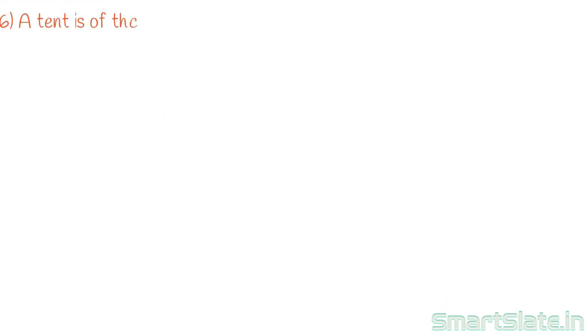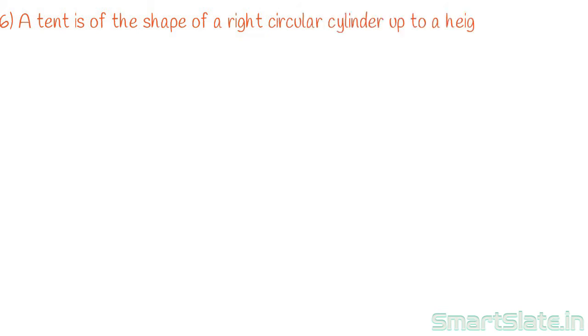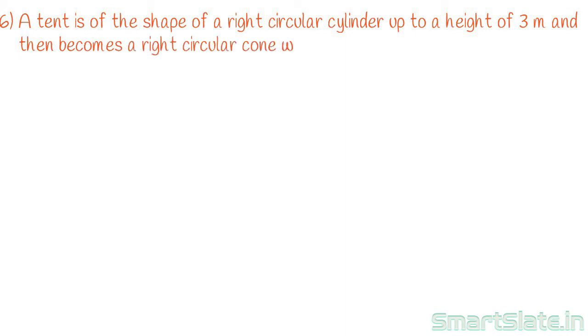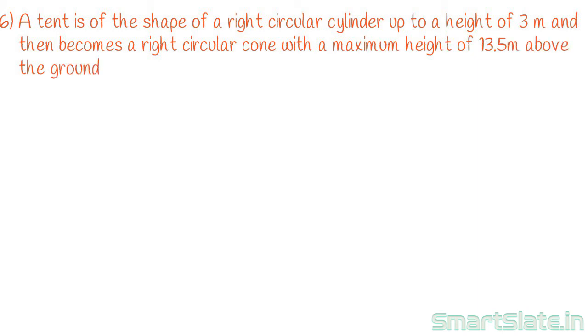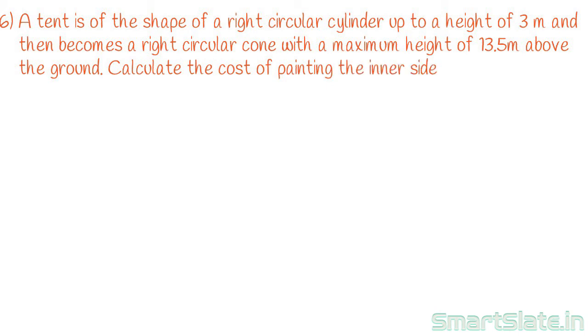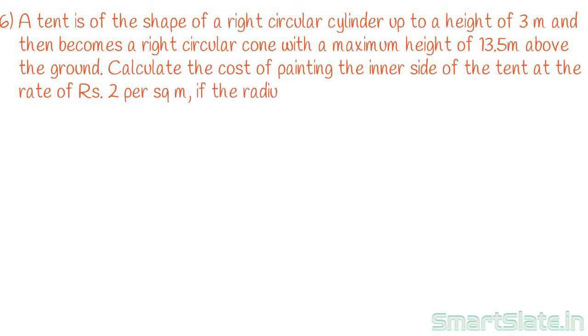A tent is of the shape of a right circular cylinder up to a height of 3 meters and then becomes a right circular cone with a maximum height of 13.5 meters above the ground. Calculate the cost of painting the inner side of the tent at the rate of rupees 2 per square meter if the radius of the base is 14 meters. The shape of the tent is cylindrical up to a height of 3 meters and then it is in cone shape.